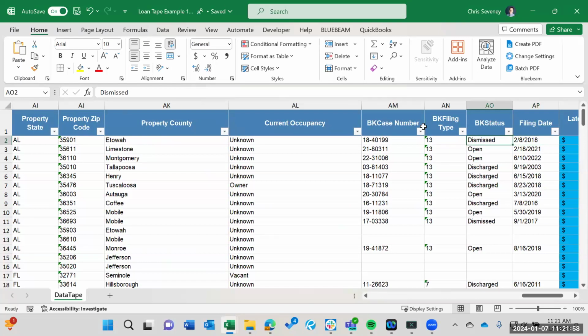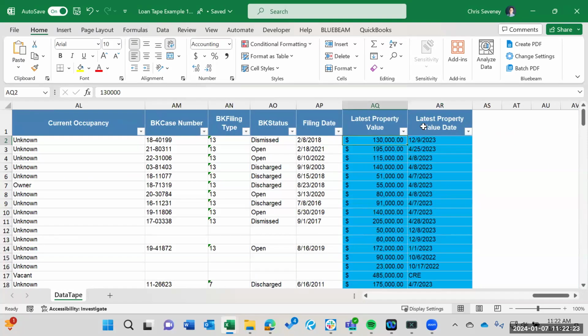Then bankruptcy status, open, dismissed, discharged. We will do a whole course on different types of bankruptcies, what all this means, but having that information on the tape when it's in bankruptcy. It's additional information, again, that is good to have, along with that filing date. Have they been in bankruptcy for a long period of time? Have they not been in bankruptcy for a long period of time?